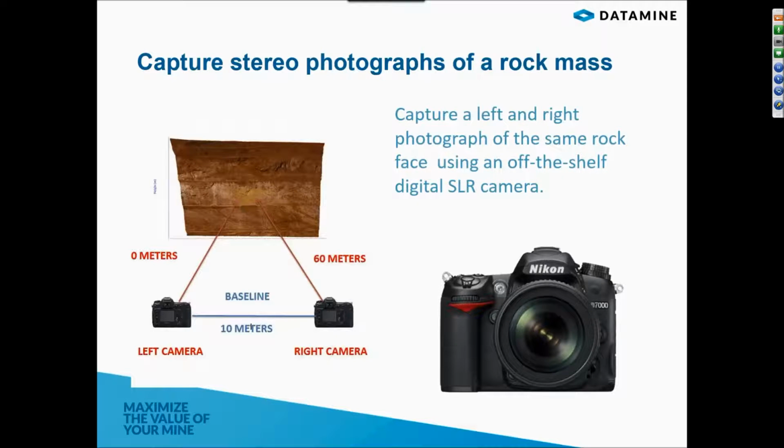What we do is we set up cameras as perpendicular to the face as possible, and we need to set up a left and a right camera image. Typically, the ratio between the distance of the face and the distance between the cameras is somewhere between 6:1 or 7:1. You can see in this example that we have 60 meters to the face and 10 meters between our cameras.